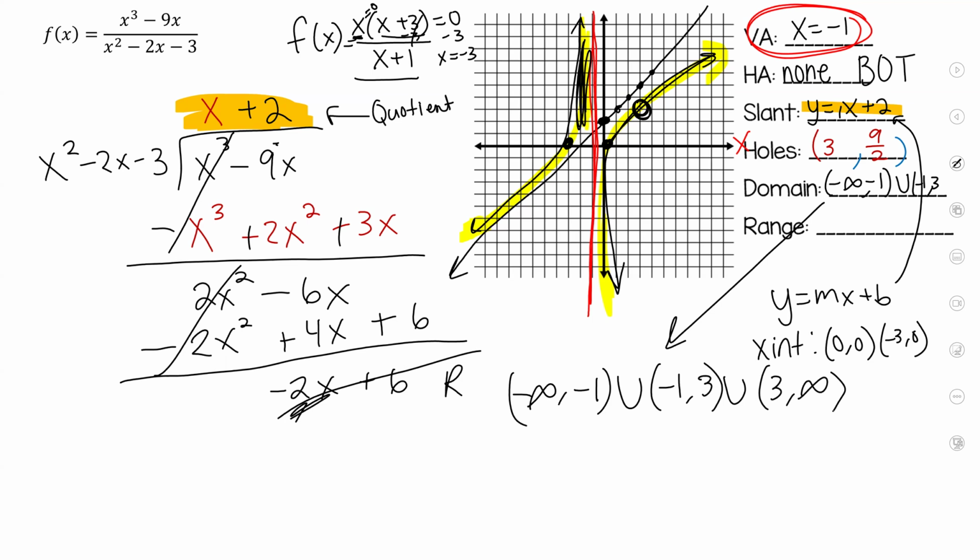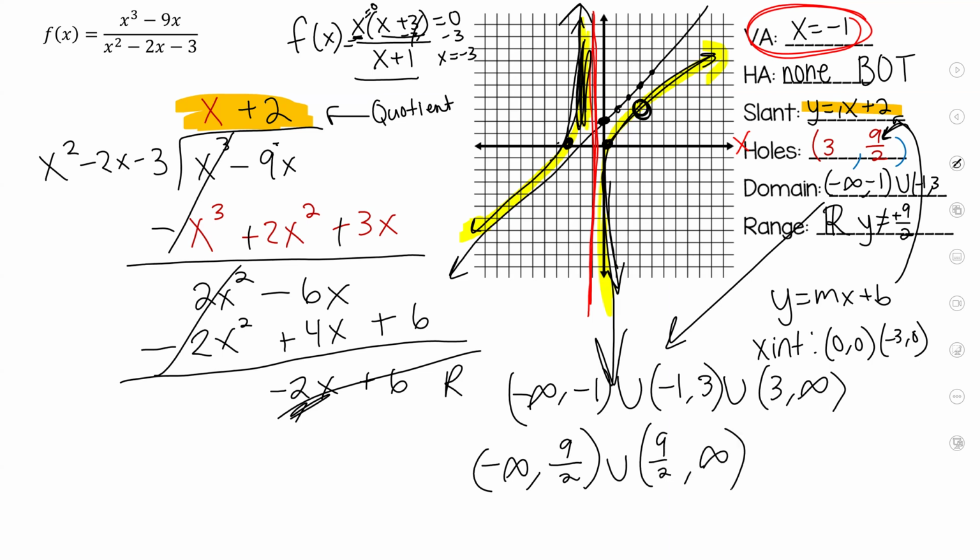Now let's talk about the range. This graph goes forever down, and then on this side, it goes forever up. So that'll be all real numbers. However, y cannot be what? -9/2, because there's a hole right here. Oh, sorry, +9/2. That's where the hole is. Okay, so how are we going to write it in interval form? You can write negative infinity to that hole, 9/2, and then continue after the hole. So that is your range.